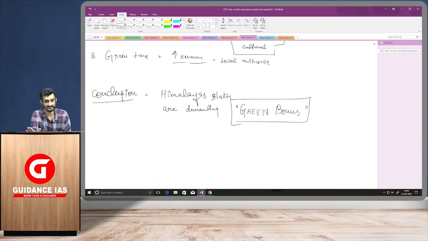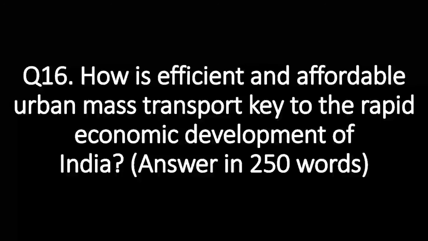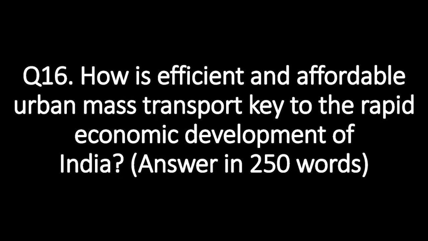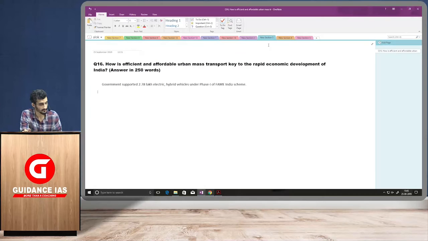So this was question number 6, and now moving ahead we have the next question, question 16, and it is question 7 in our discussion. Question 16 is, how is efficient and affordable urban mass transport key to rapid economic development of India? So it is also a 15 marker.